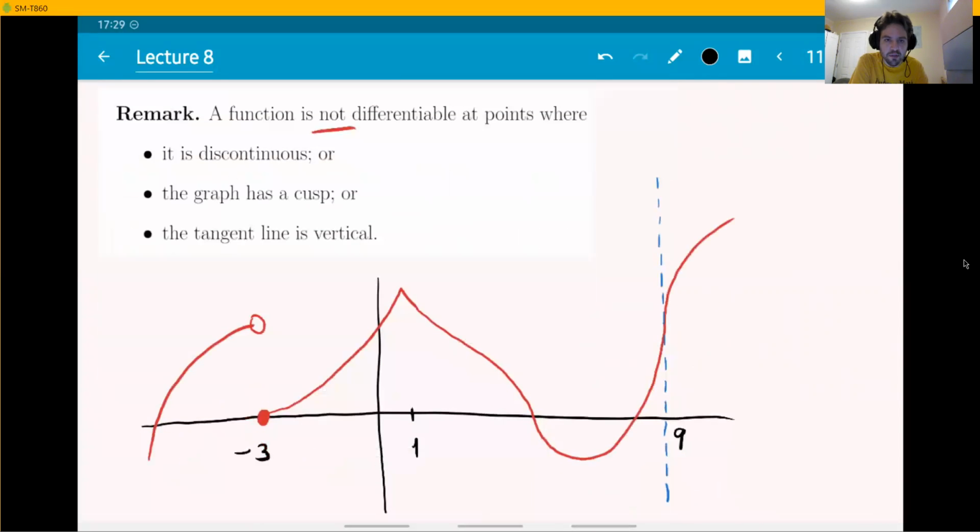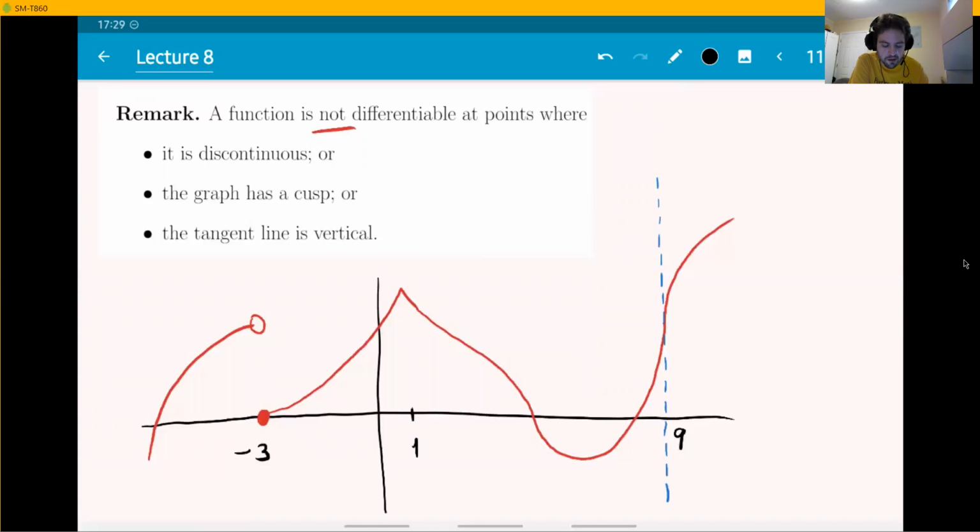A function cannot be differentiable at points where it is discontinuous because of the theorem above. And also there are other locations where it cannot be differentiable. We know this because of this geometric interpretation of the derivative.